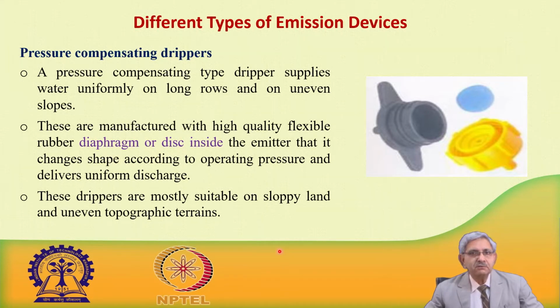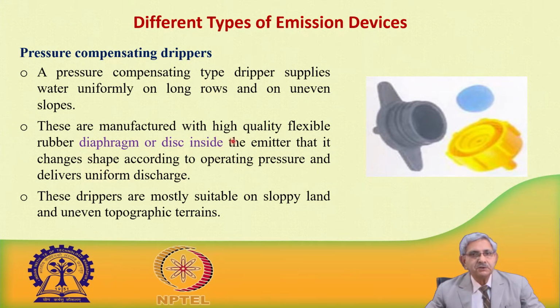These emission devices could be of different types. One type of emission device is the pressure compensating dripper. In a pressure compensating dripper, the water is delivered uniformly on long rows and on uneven slopes, meaning the effect of slope or change in pressure does not affect the amount of water being delivered by the device.